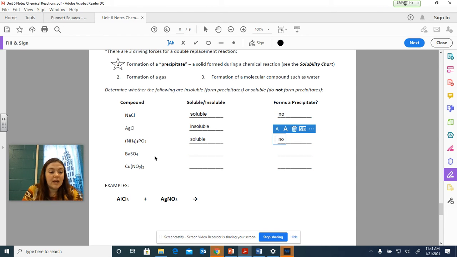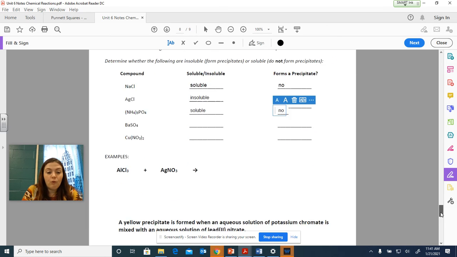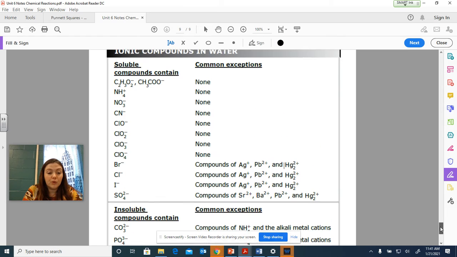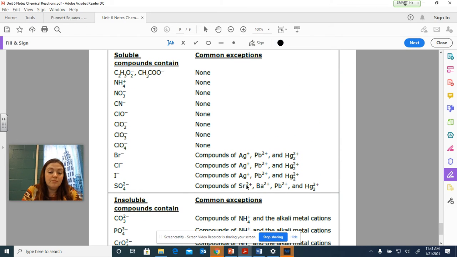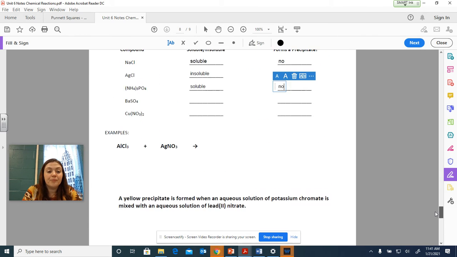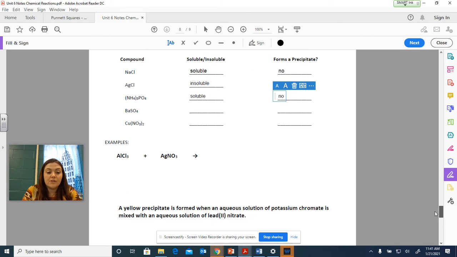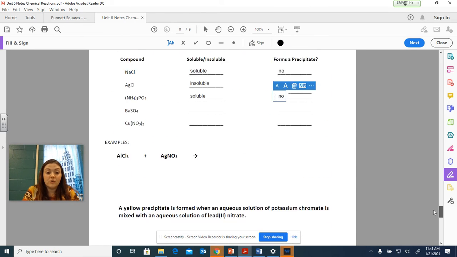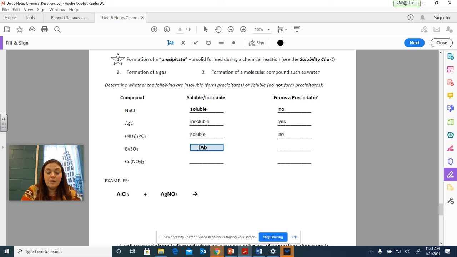Okay. Now BaSO4. So SO4 is on the soluble list, so it's usually soluble, but it's not soluble with strontium, barium, lead, and mercury. So go back up. And right now, SO4 is with barium, which is one of its insoluble things. So it's not dissolvable when it's mixed with that compound. So it's insoluble. Remember, insoluble means, yes, it's a precipitate. It would precipitate out and be a solid out of those two liquids that mixed.